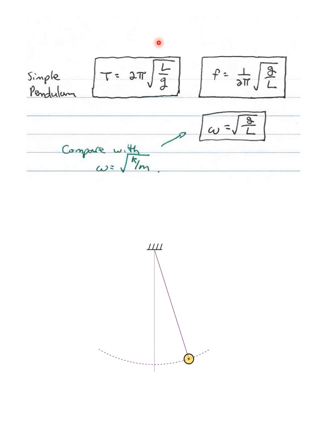And also remember that omega is frequency times 2 pi, so the angular frequency is the square root of g over L. And again, compare that with what you've learned previously for a mass spring system. Omega is the square root of k over m. The k is replaced by the g, the m is replaced by the L.